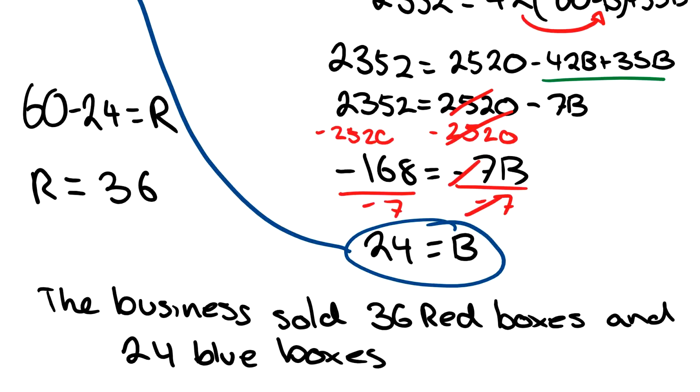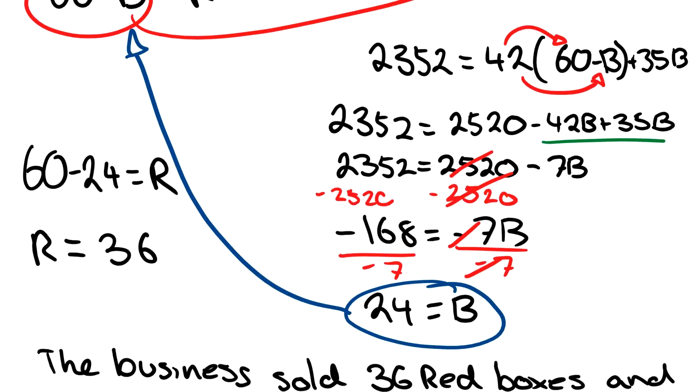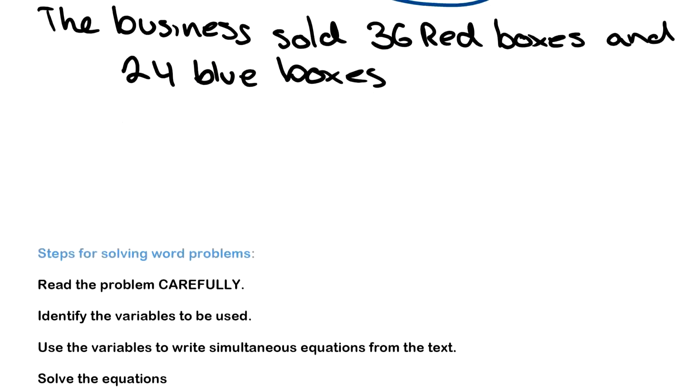So we followed the same steps. There was a little bit more working on the right hand side, but that's fine. You just follow your inverse operations, but eventually we got down to the statement that the business sold 36 red boxes and 24 blue boxes.